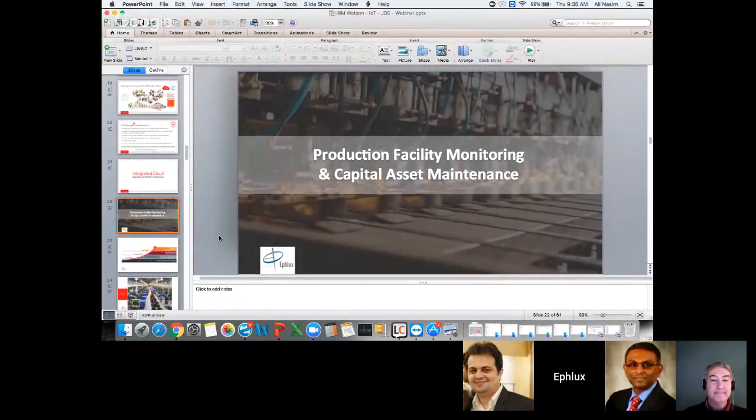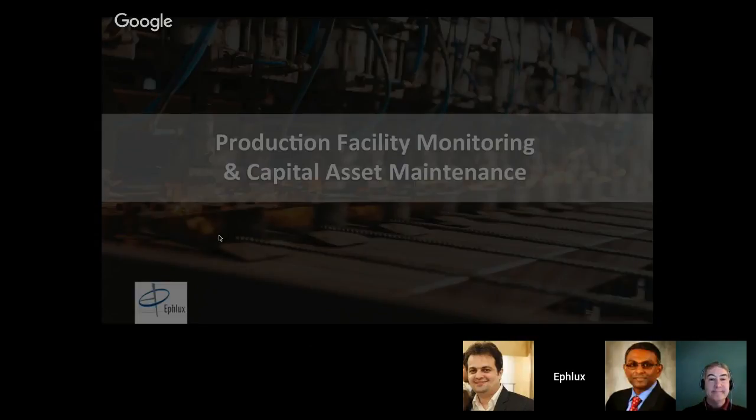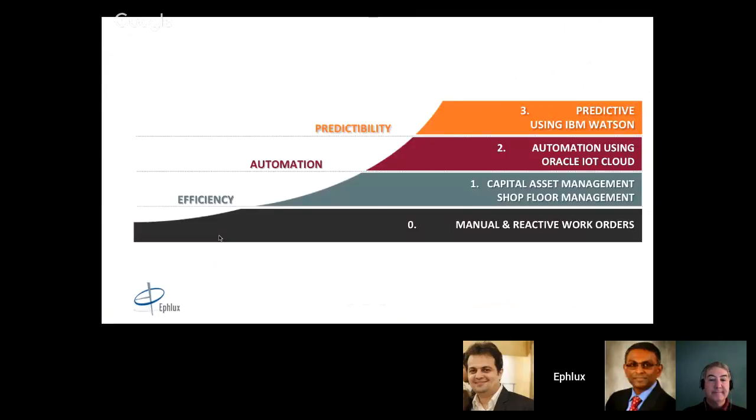So we're going to take a case where there's a production facility, using the power of Oracle IoT Asset Monitoring, IBM Watson, and JD Edwards Orchestrator. How all of that can be tied together to be able to monitor your facility as well as do the capital asset management of your facility. So before we get there, just a little bit about where we are in terms of this automation.